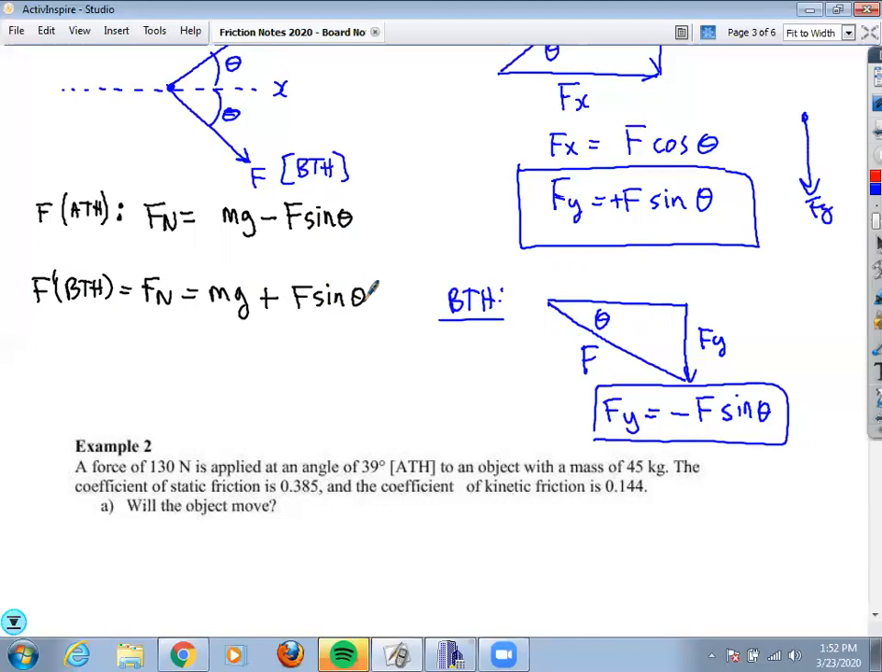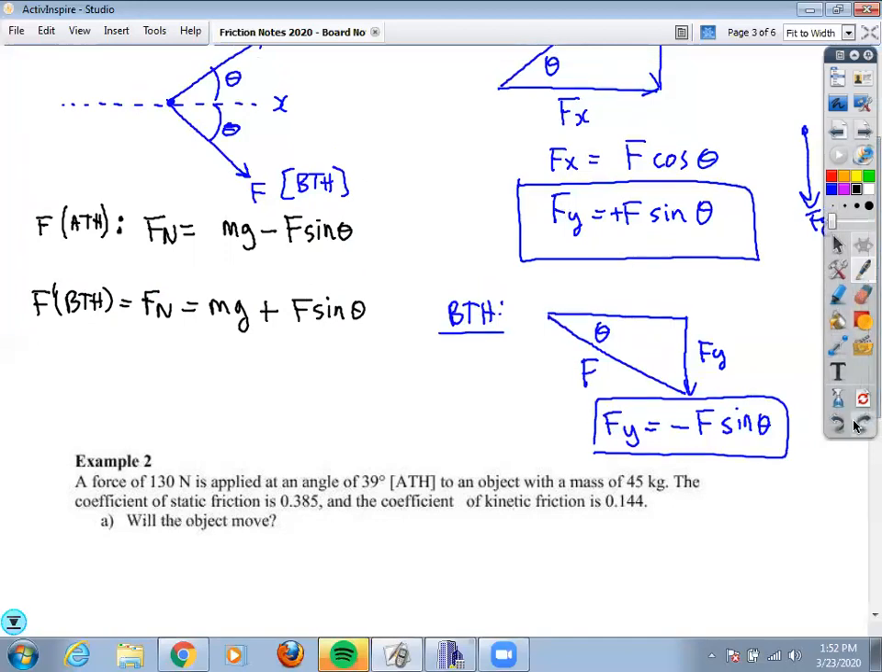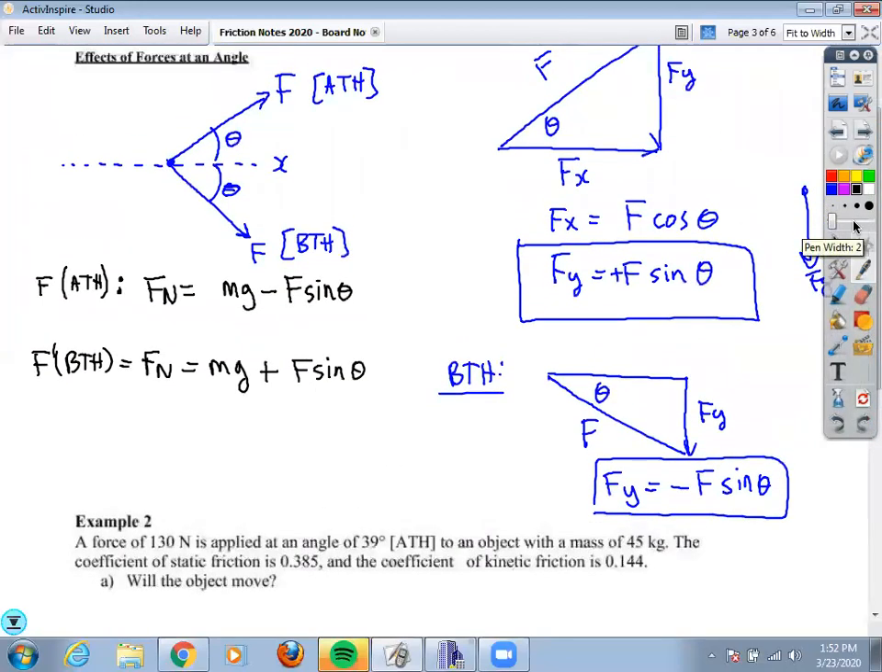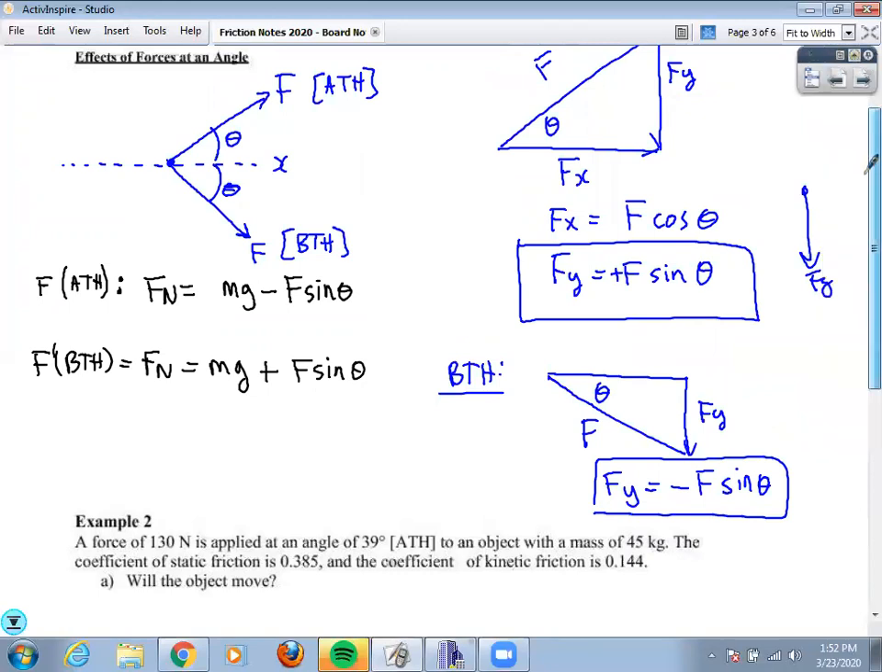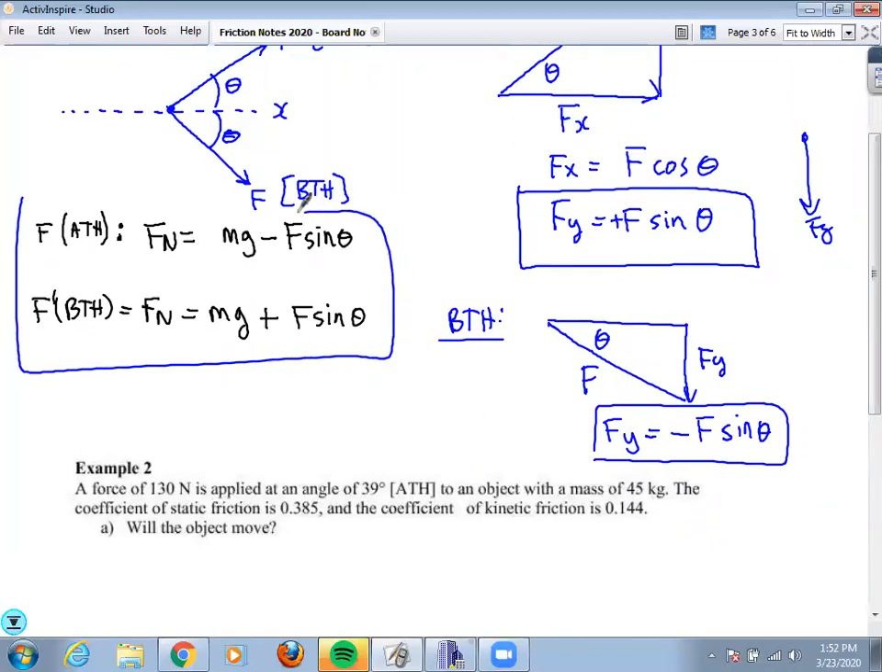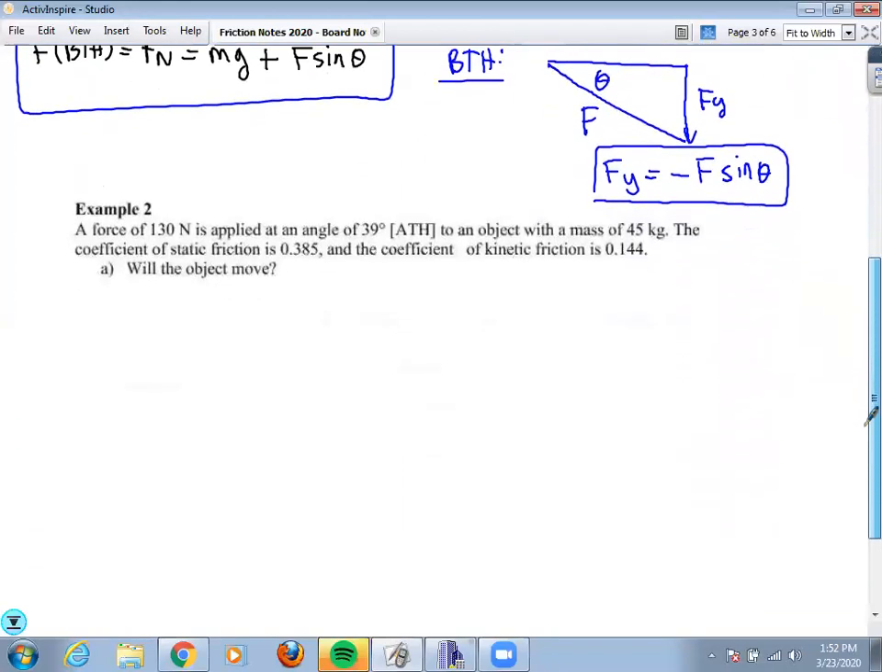If it's below the horizontal, the Fy is adding to weight, which means the normal force has to be larger. Whereas if it's above the horizontal, then it's going to be subtracting from weight and therefore reducing the normal force. So I would make sure you have a good grasp of those equations. And we'll look at an example and see what happens here.